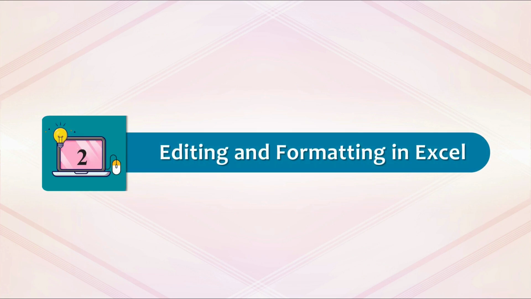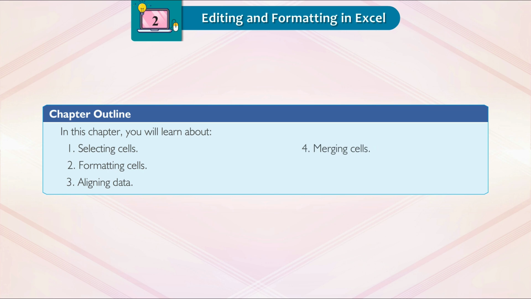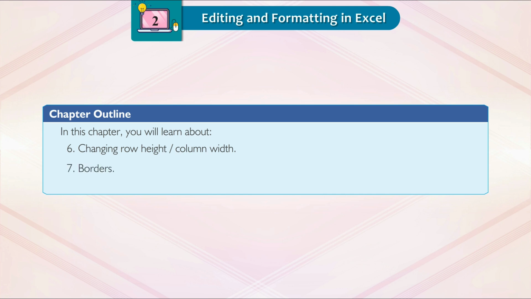Chapter 2. Editing and Formatting in Excel. Chapter Outline. In this chapter, you will learn about: 1. Selecting cells, 2. Formatting cells, 3. Aligning data, 4. Merging cells, 5. Inserting and deleting rows, columns or cells, 6. Changing row height or column width, 7. Borders, 8. Background color.